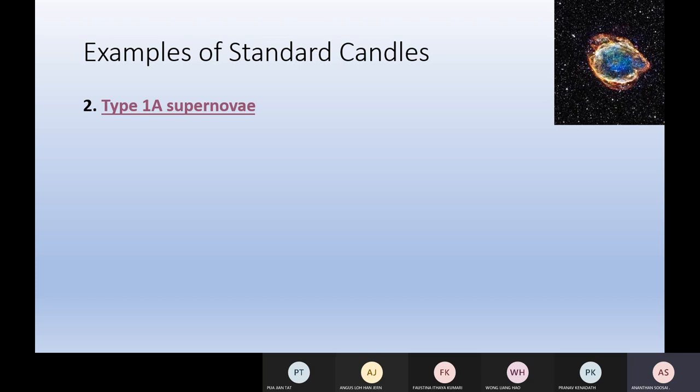When it bursts, the entire galaxy becomes bright. A very huge brightness, but that brightness happens just for a short period of time, and our scientists are able to capture that brightness. They can use that data to calculate the luminosity of that particular supernova.